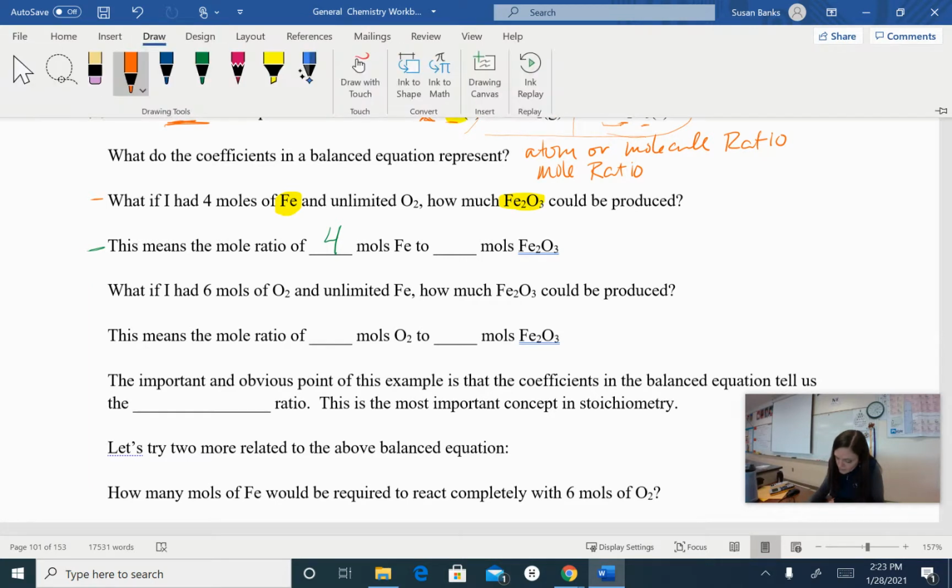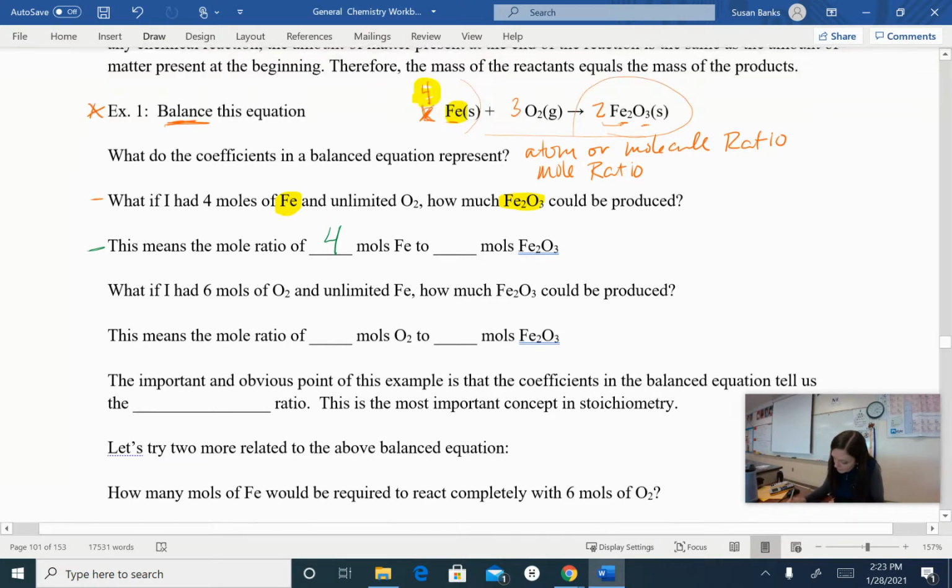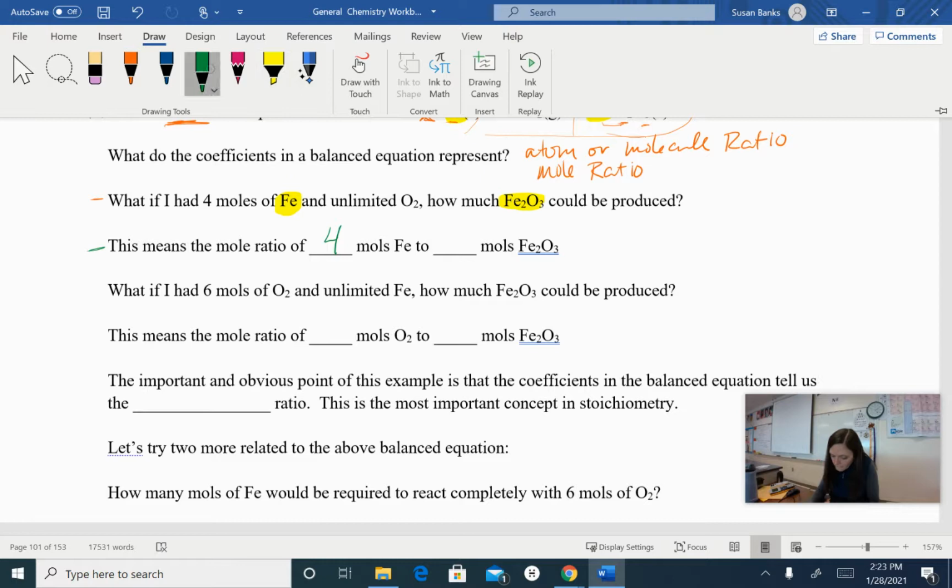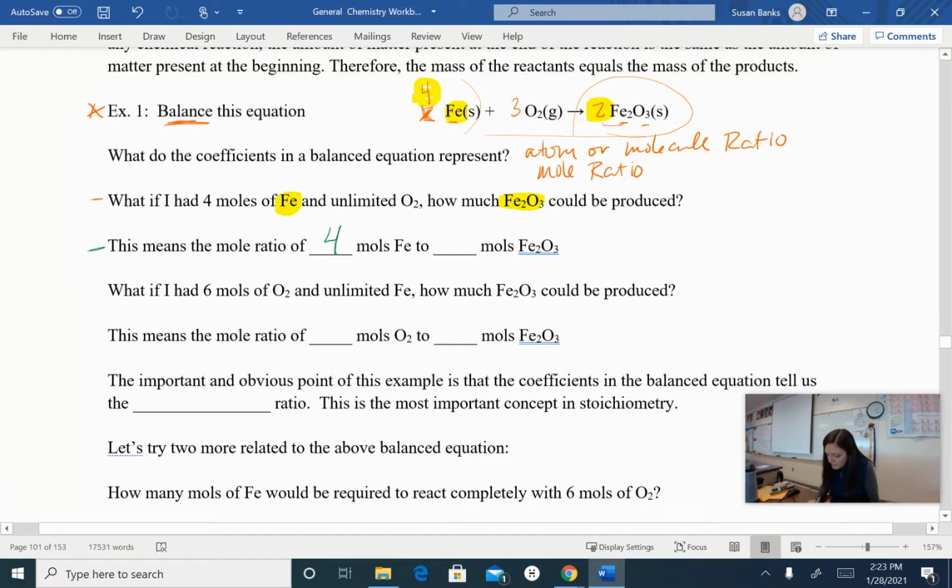Let's grab this again. Right there. Okay, so for every 4 moles of iron I have 2 moles of iron trioxide. So that's my ratio. We are going to be pulling ratios out of the balanced equations all the time. And by doing that, we're really just pulling the coefficients out of that balanced equation like I just did.